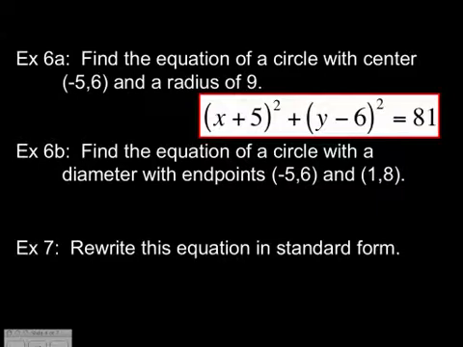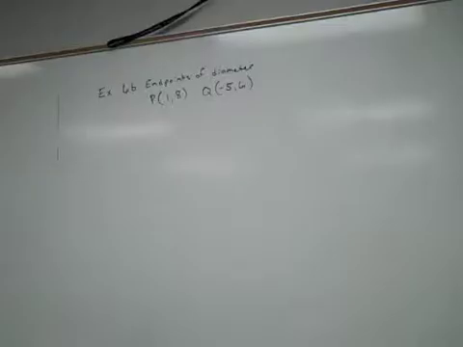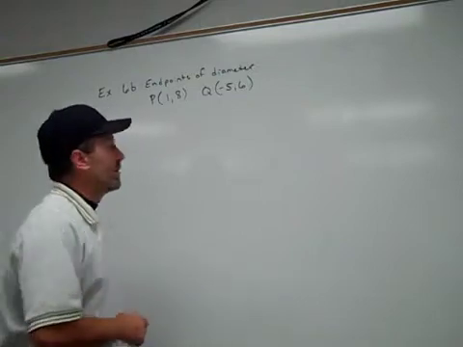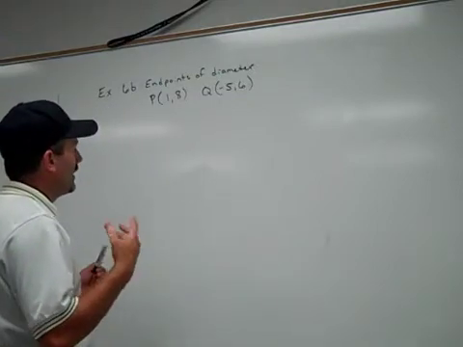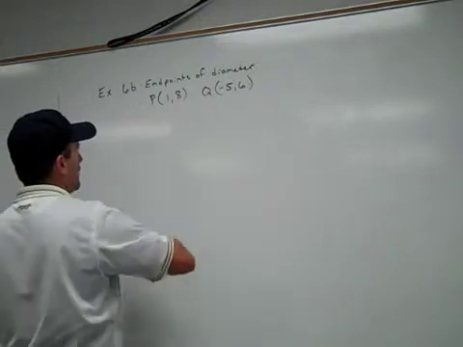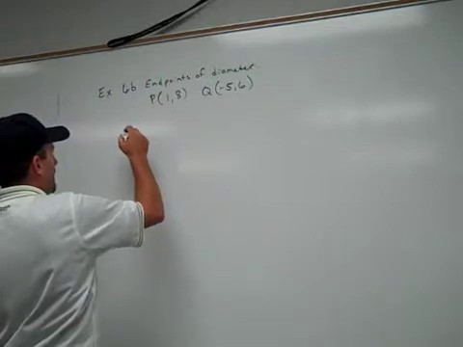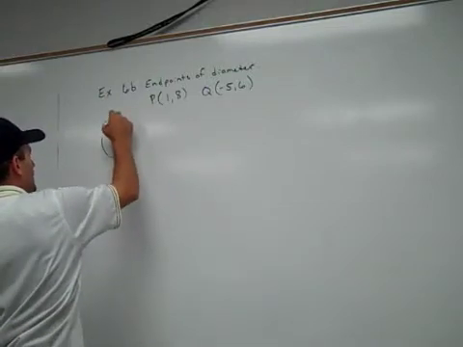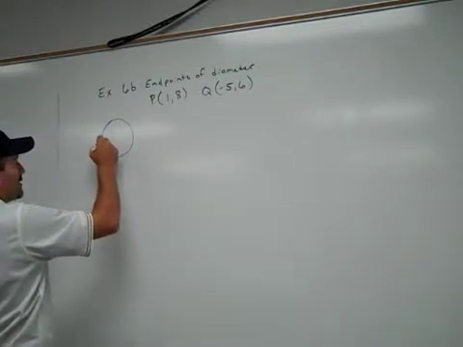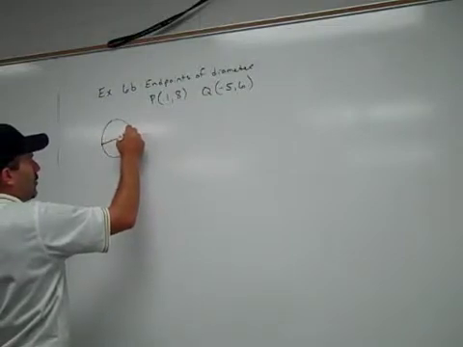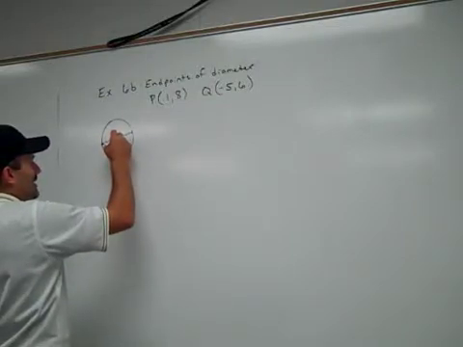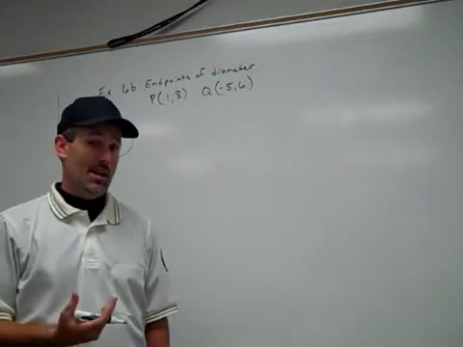Example 6b, we're finding the equation of a circle with a diameter that has endpoints -5, 6 and 1, 8. Example 6b is a little bit more difficult than example 6a. They tell us that the endpoints of the diameter of this circle are the points 1, 8 and -5, 6. Now without even drawing that, if I know the endpoints of a diameter, I know that the center of the circle has to be the midpoint of that diameter.